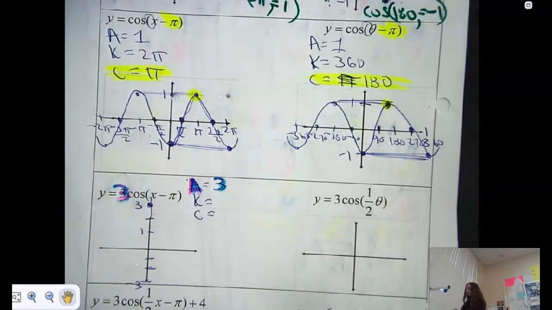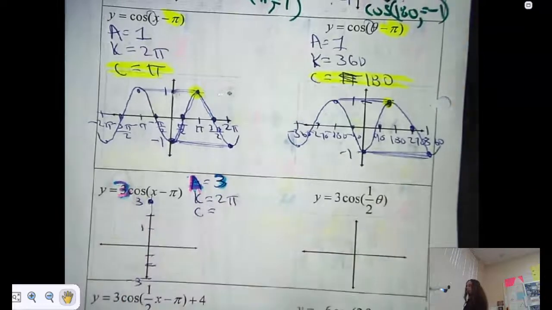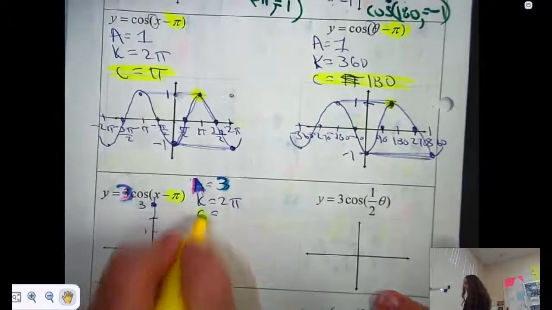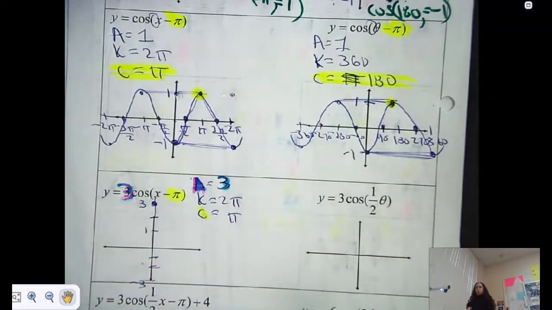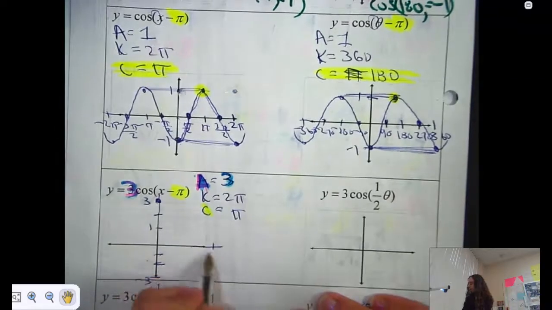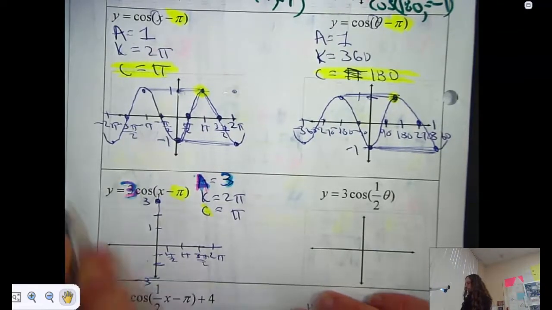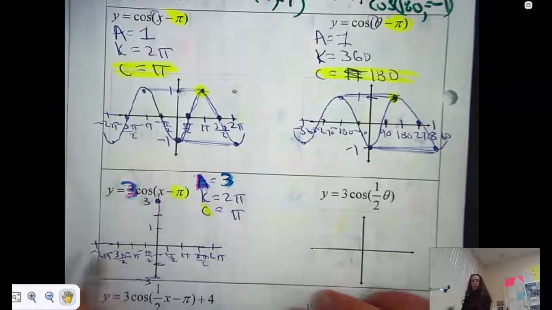My period is still, well, it's the same thing. It's 360 or 2 pi. But I have a phase shift. So I have to remember that phase shift right there, which is pi. Okay. So let me do my 2 pi, pi, pi over 2, 3 pi over 2, negative pi over 2, negative pi, negative 3 pi over 2, negative 2 pi.